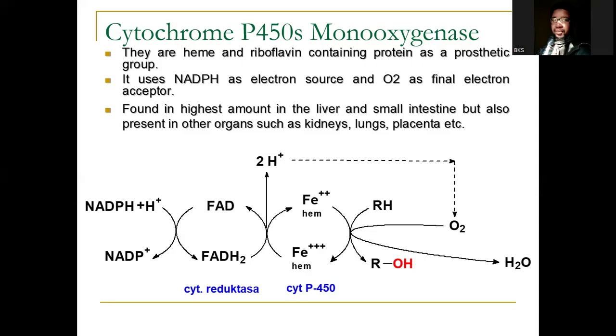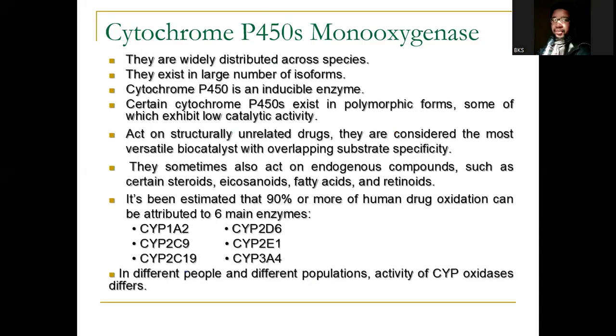So the ROH now can easily undergo reaction for conjugation. Or if the OH is enough to make the molecule polar, then it can easily be excreted. This is basically the mechanism of cytochrome P450 monooxygenase. So before we see some characteristics of this cytochrome P450 monooxygenase.